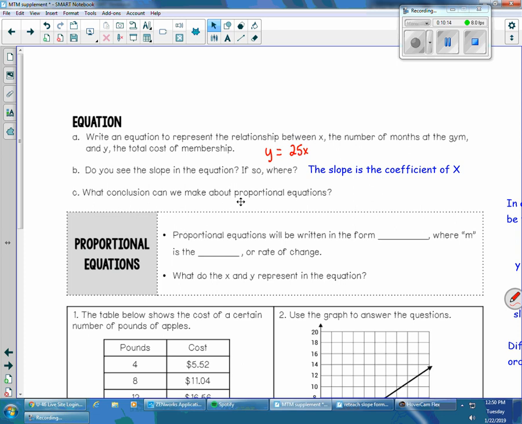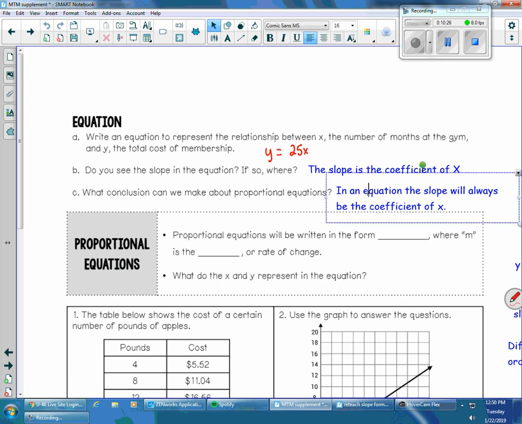What conclusion can we make about proportional equations? In an equation, the slope will always, in a proportional equation, I should have the word proportional in there, the slope will always be a coefficient of x. So let me fix this. In a proportional, the slope will always be the coefficient of x.